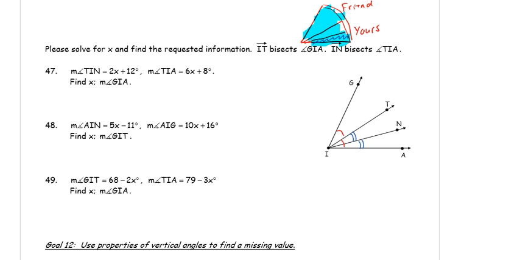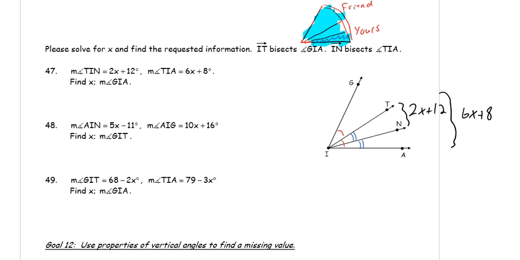Okay, so let's label what we have. Angle TIN, so from here to there, is going to give us 2x plus 12. Oops, excuse me, that should be from here to here, 2x plus 12. And TIA, so that's the one that goes from here down to here, gives us 6x plus 8. You can choose how you'd like to label it. It doesn't have to be like this. We want to find x and then find the measure of angle GIA.